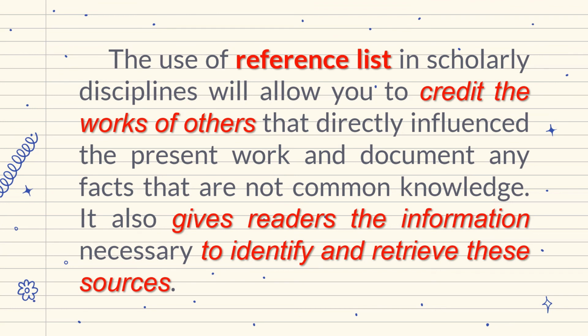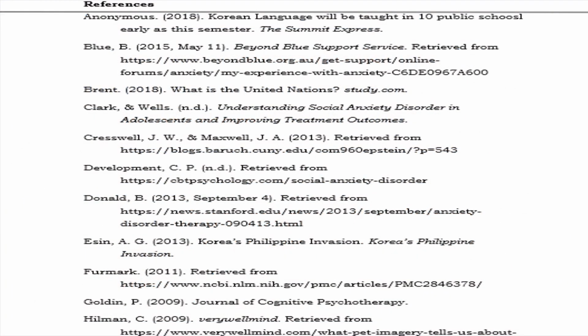The use of reference lists in scholarly disciplines will allow you to credit the work of others that directly influence the present work and document any facts that are not common knowledge. It also gives readers the information necessary to identify and retrieve the sources. Remember that the reference list is one of the ways to show ethical considerations in writing research. Shown on your screen is an example of the reference list.